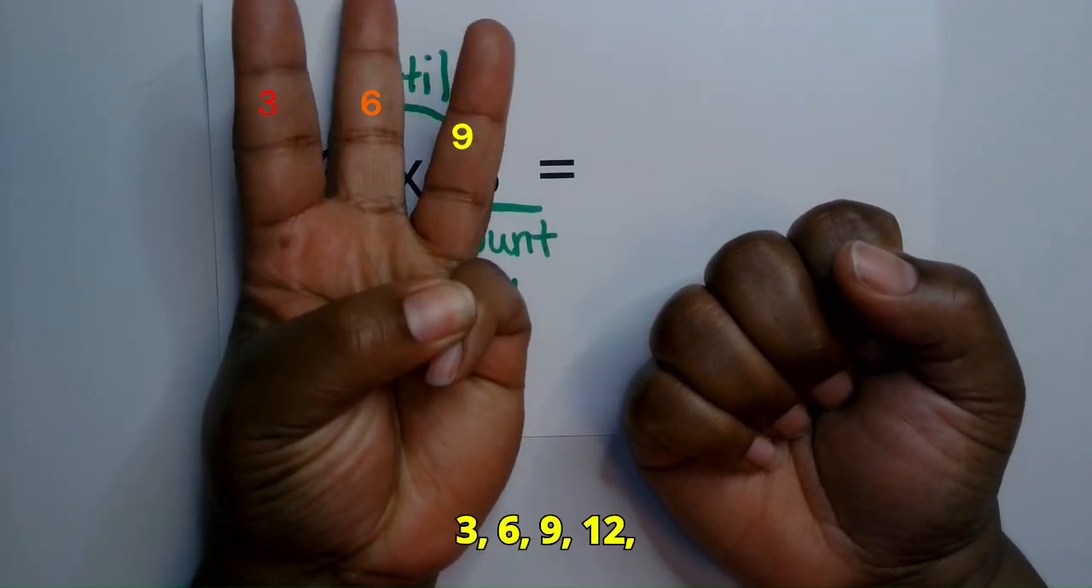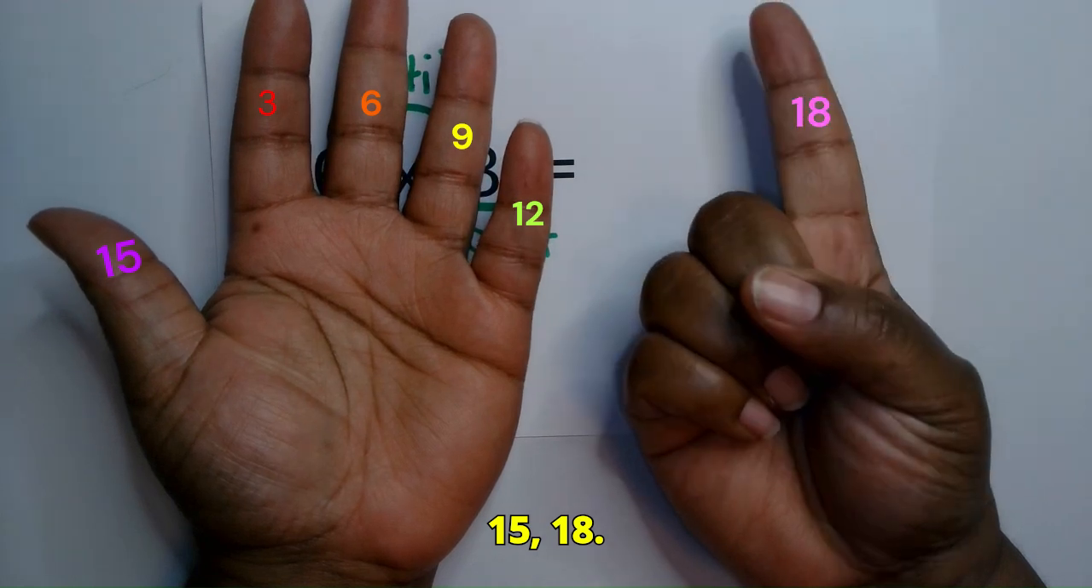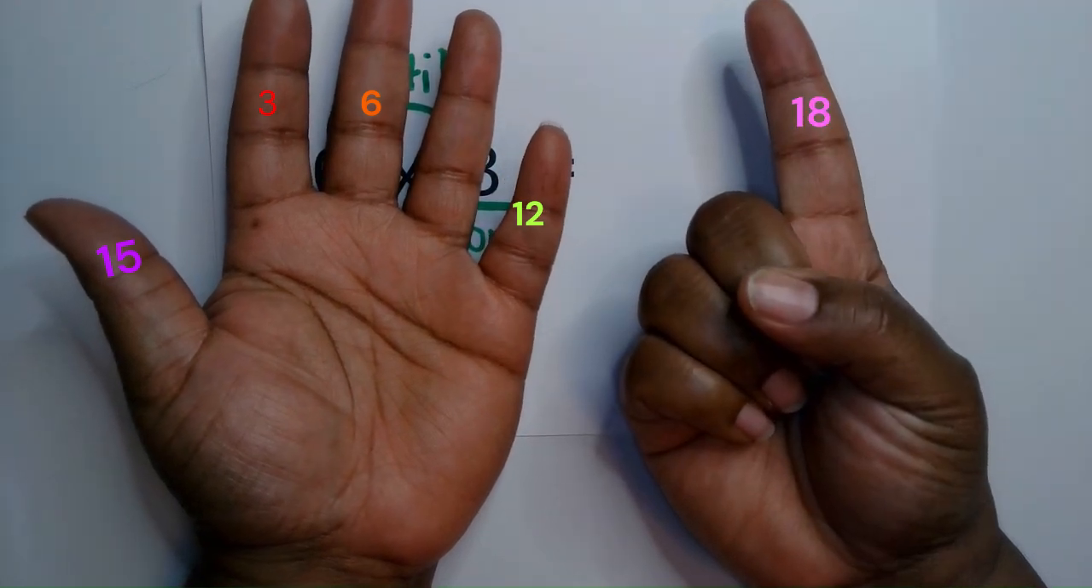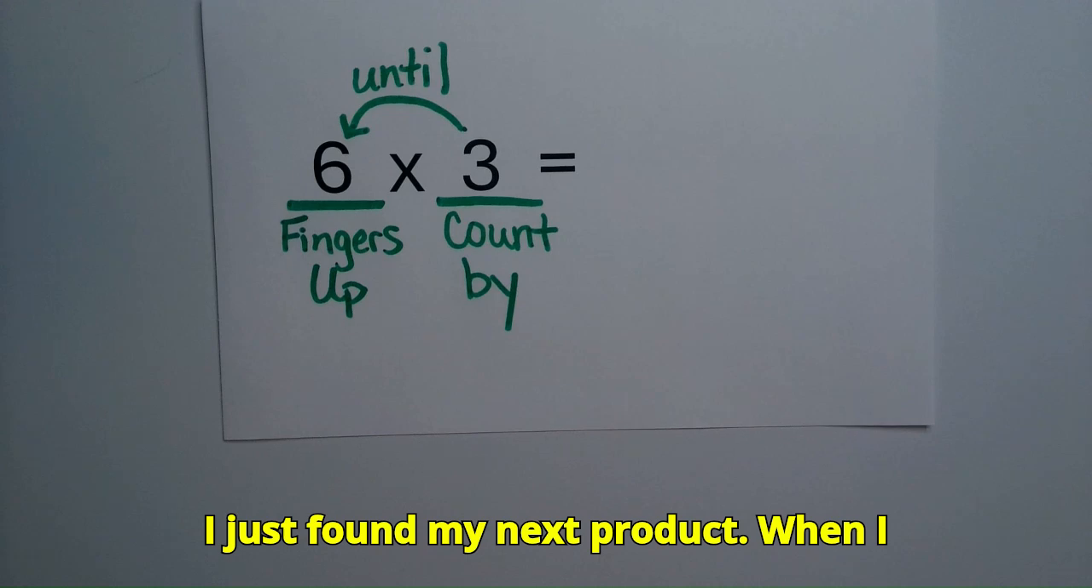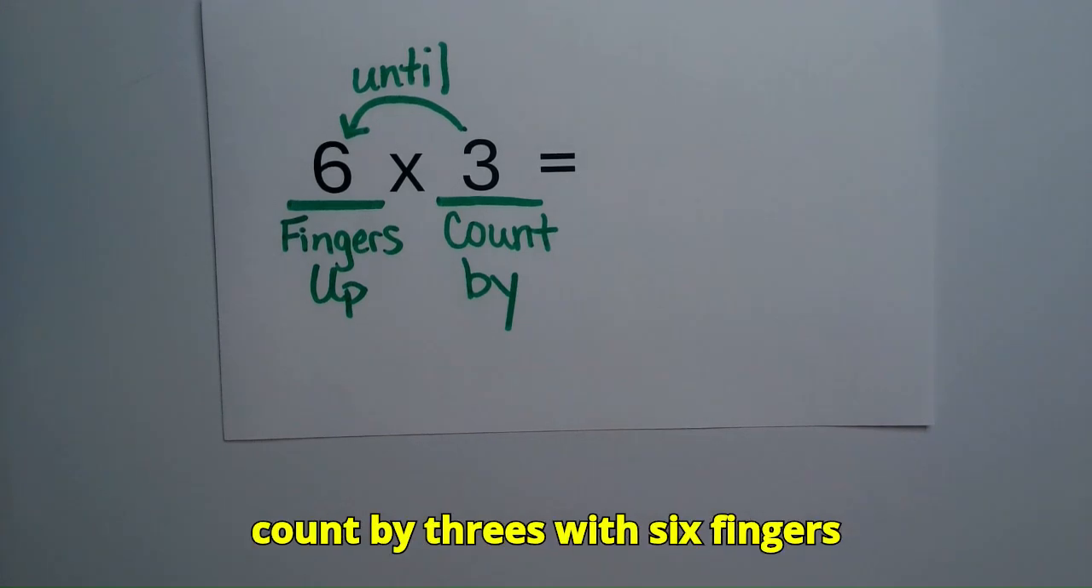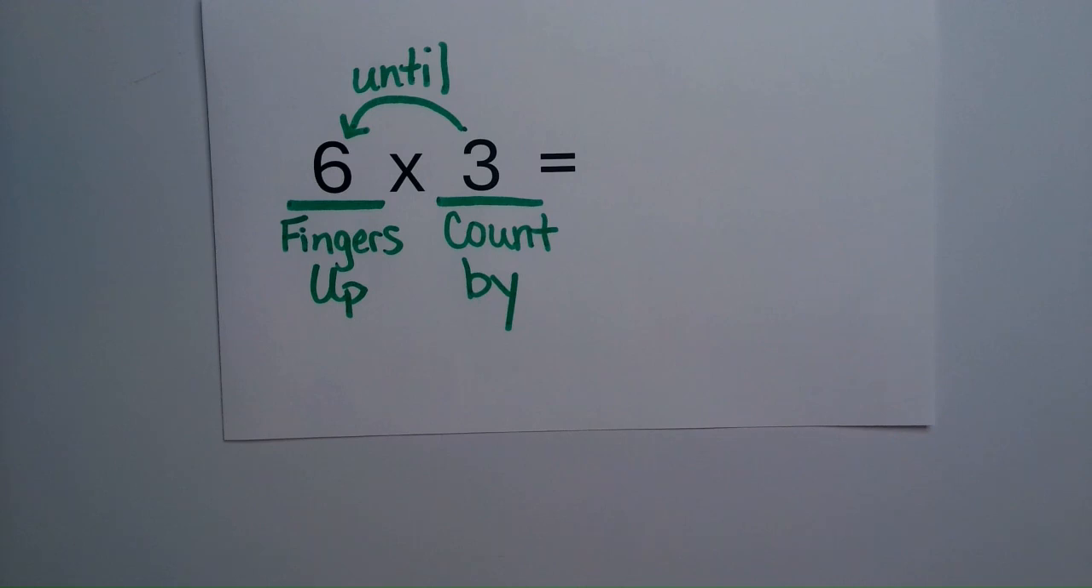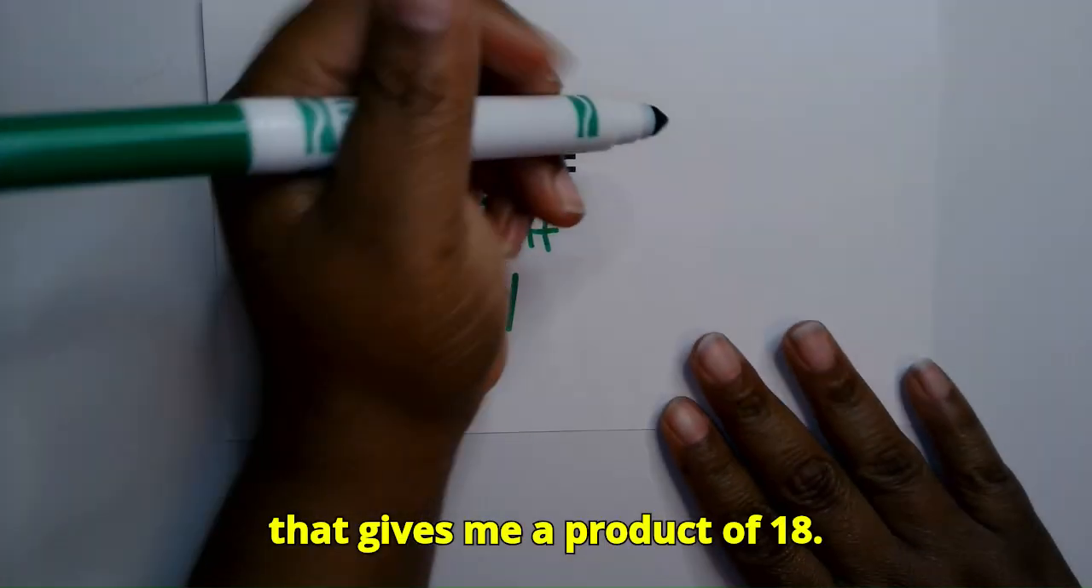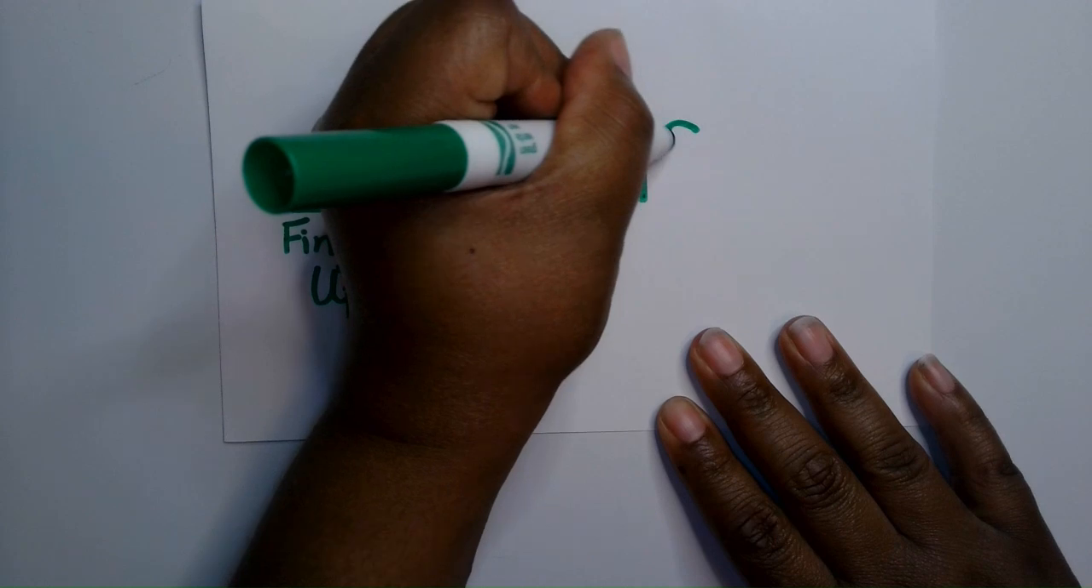3, 6, 9, 12, 15, 18. I just found my next product. When I count by threes with 6 fingers up, that gives me a product of 18.